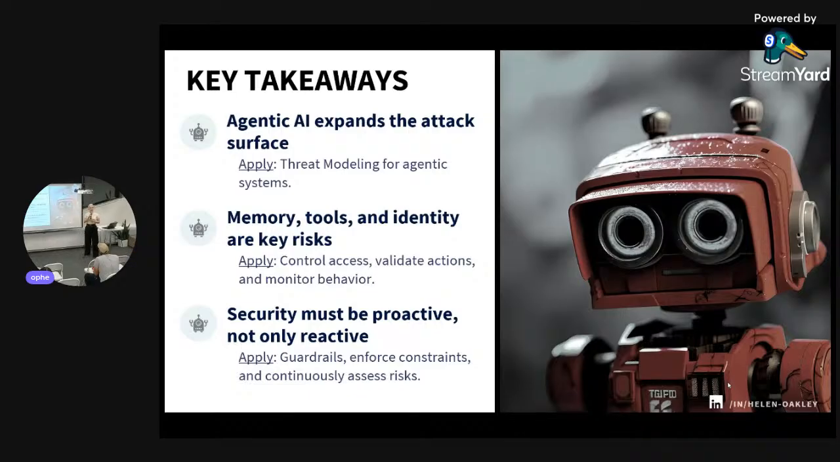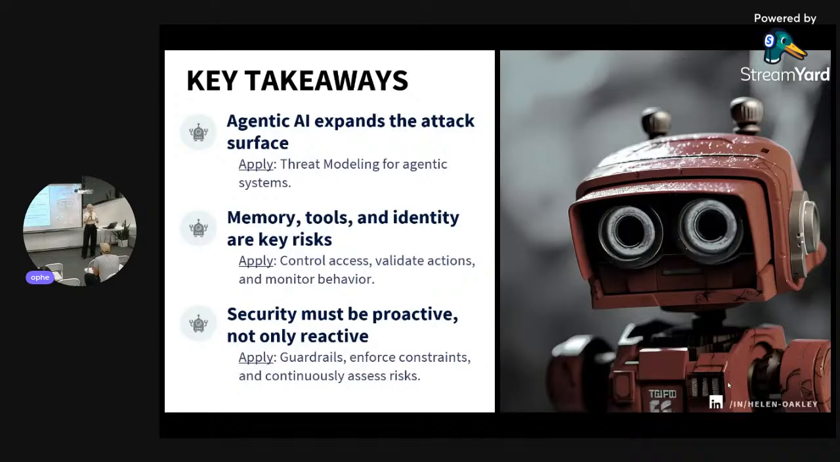So definitely, we now need to assess those risks with threat modeling and other measures, such as design reviews and so on. Next, key risks within Agentic AI are memory, tools, and identity. So memory, as we learned, can be poisoned.